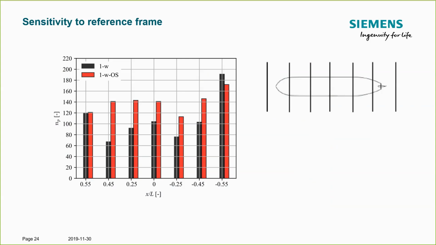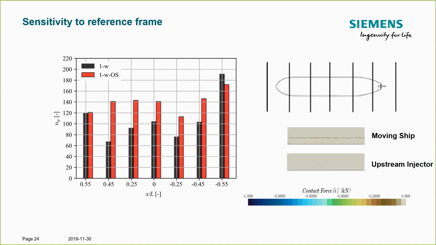And this can also be shown if we actually look at what the contact forces are here in the scalar plot. So for using the same scale for the upstream injector approach, it's barely visible, the magnitude of the contact forces, while we have a clear line of contact for the moving ship. This is for the same scale. So it just indicates that the magnitudes are substantially different.